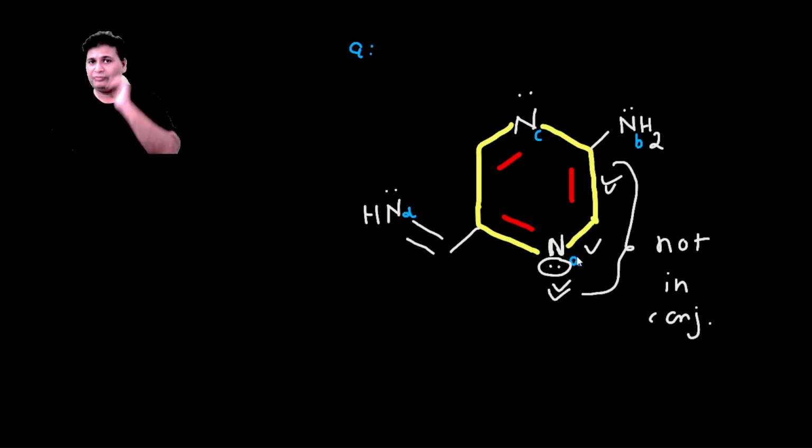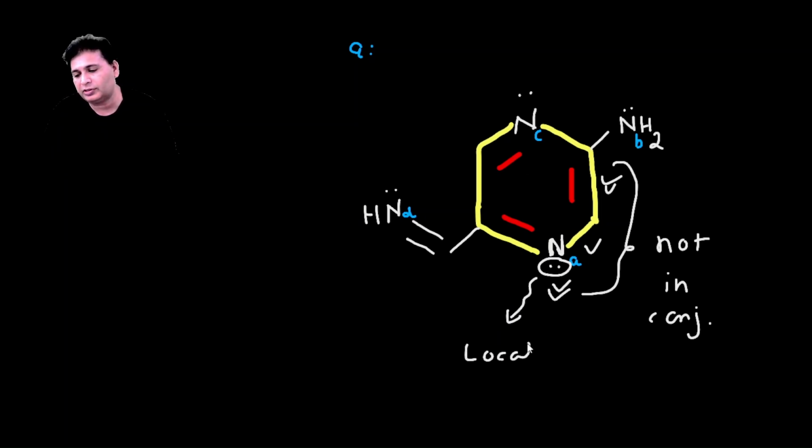So that you have to take into account. Now, you have come to a conclusion that this lone pair is going to remain on this nitrogen, so it is localized. And localization of lone pair is good for the basicity of nitrogen because the availability of electrons has increased. Now coming on to the nitrogen number B.